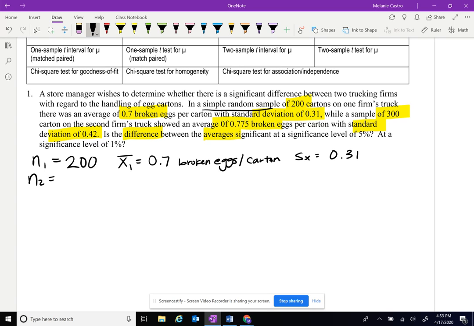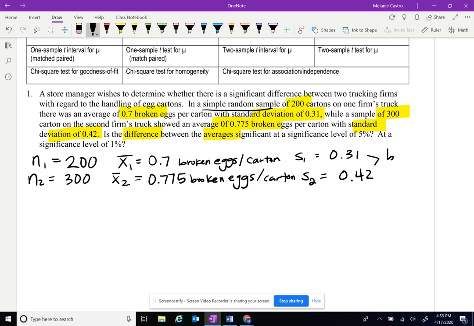Then they give you some second sample data. And I'm just writing it the way that it might show up with the notations, because if you have the wrong notation for some of this stuff, you'll get dinged. And I guess I should have done S sub 1 and S sub 2 for this one. And the units on these also are like the number of broken eggs per carton.